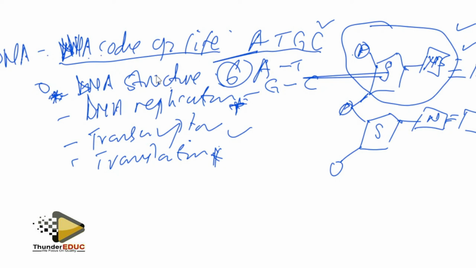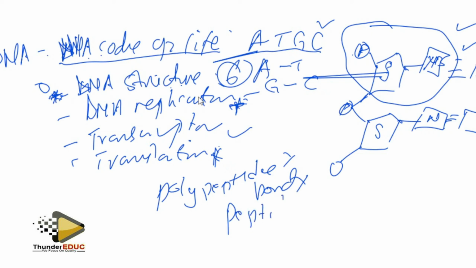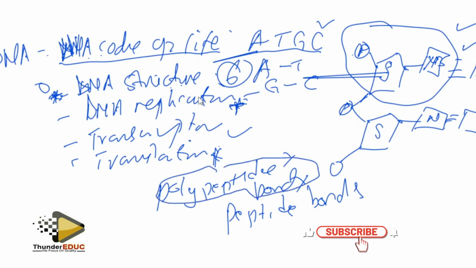Before I go there, students make a mistake and they call peptide bond polypeptide bond. This is wrong. We don't have a polypeptide bond. We call them peptide bonds. Please don't call them polypeptide bond.